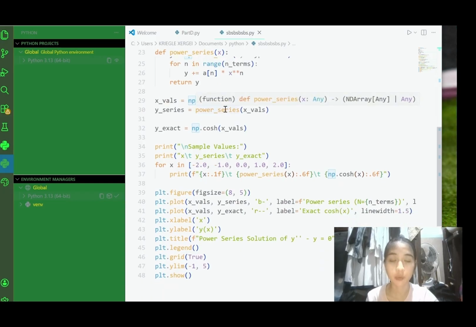Then we compute two results. First, the approximate solution using our power series. Second, the exact solution using the NumPy cosh function. We also print sample values at selected points to show that the approximation is very close to the exact value.